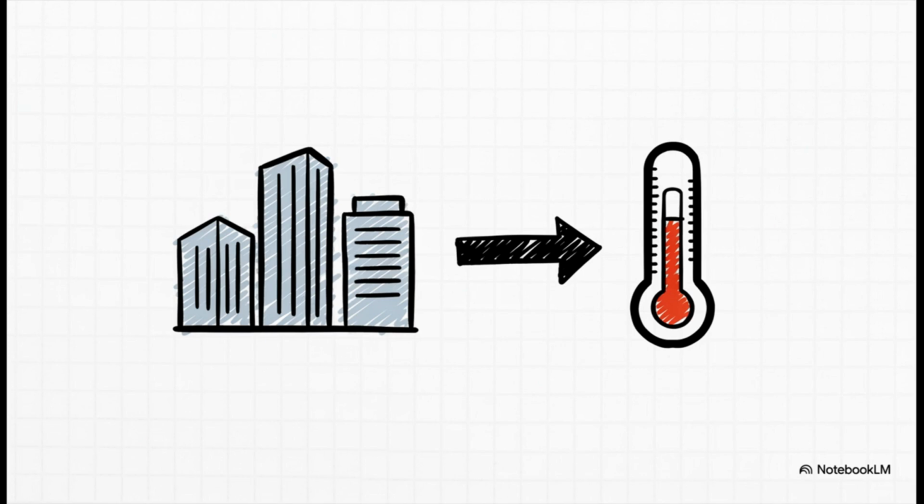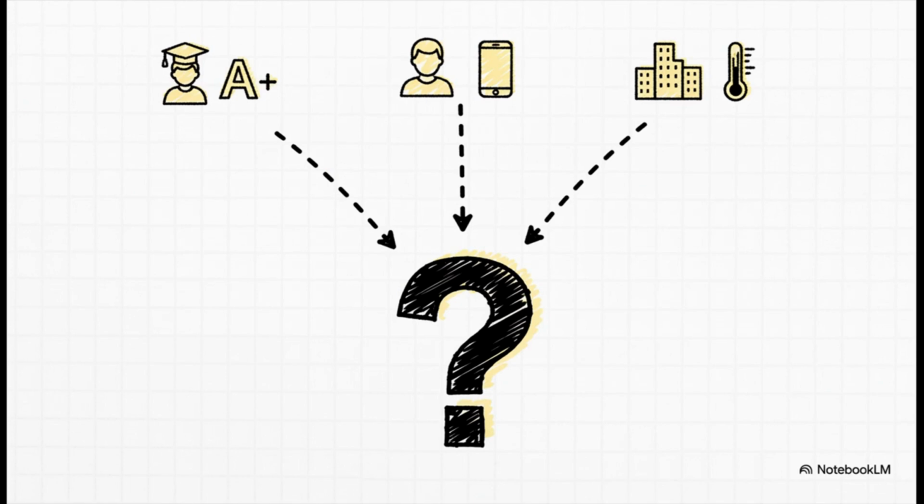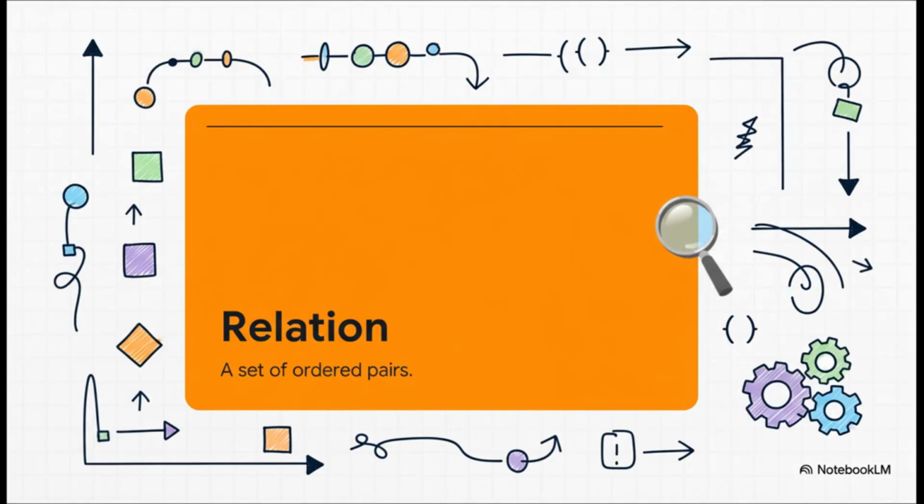So in all three of these examples, we're just looking at a really clear, distinct connection between two pieces of info. You see the pattern now? A student and a grade, a person and a phone number, a city and a temperature, all of these pairings share the exact same underlying structure. And you guessed it, in math, we've got a formal name for these kinds of connections. It's called a relation. And the definition? It's almost shockingly simple. A relation is just a set of ordered pairs. That's it. It's just the fancy mathematical way of saying, hey, these two things go together.